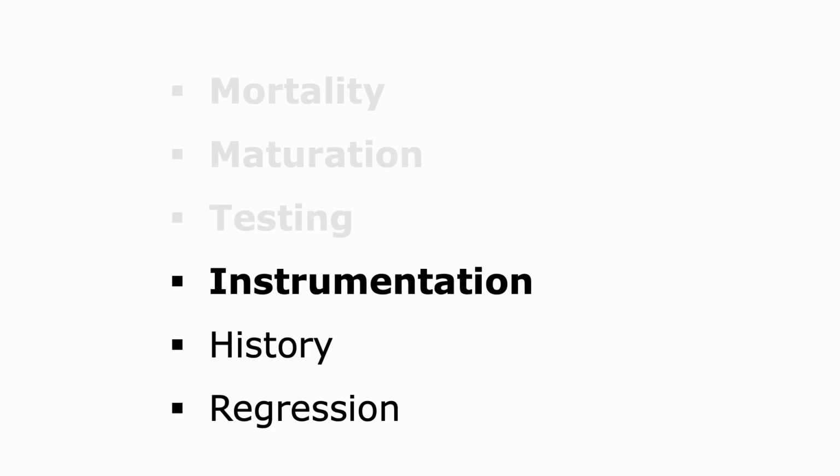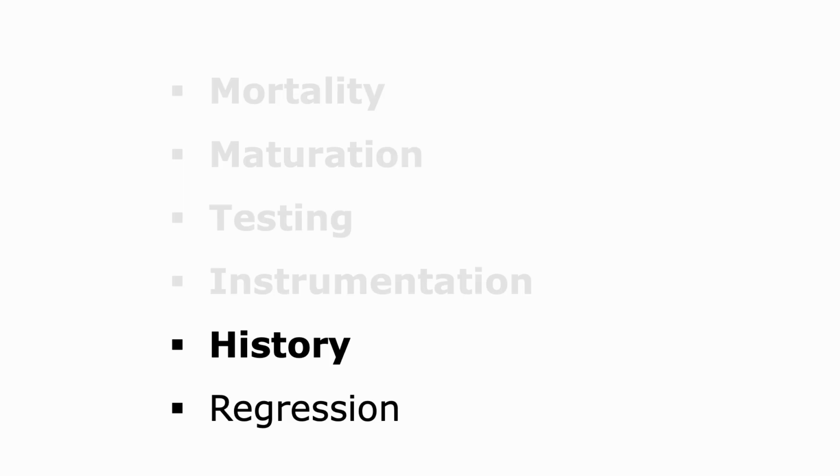Instrumentation or instrument decay is a threat to validity where the test itself may have unintended consequences on how the treatment materials are received, or the test may not be implemented in precisely the same way each time. History is an important threat to validity, and that's where a specific event or events that occur during the treatment phase, in addition to the treatment variables, end up affecting the dependent variable.